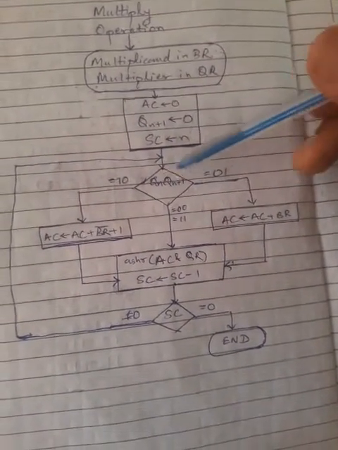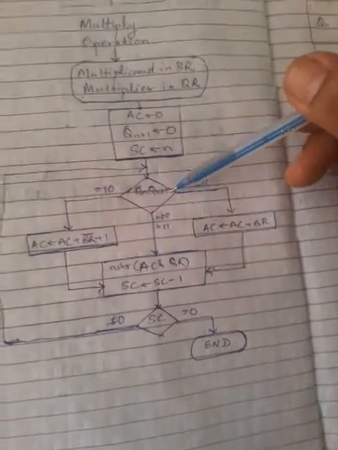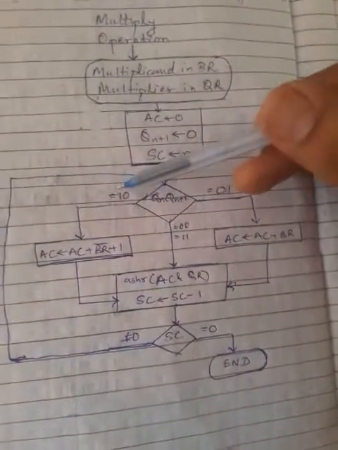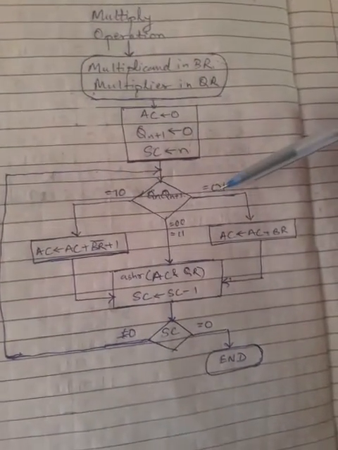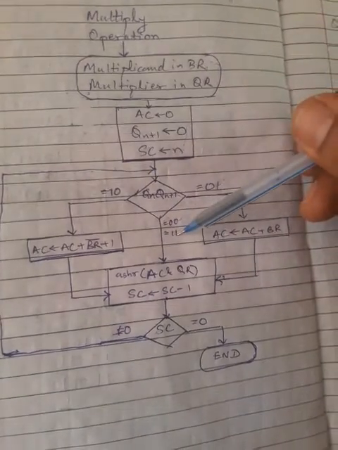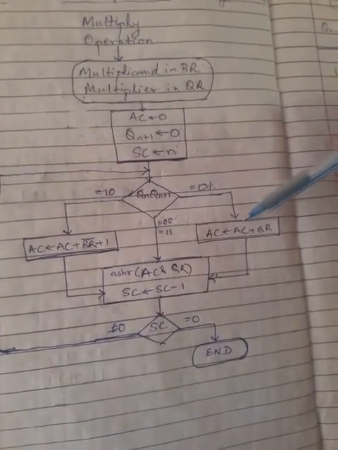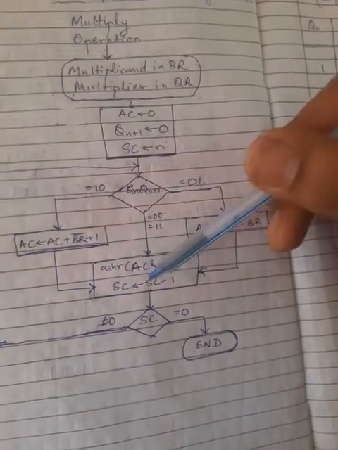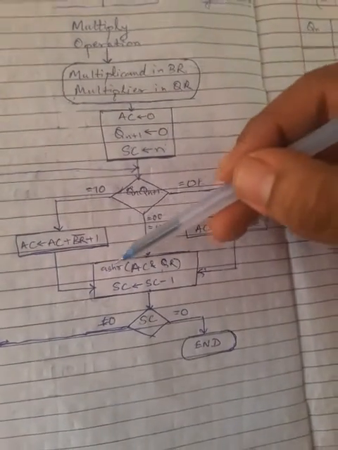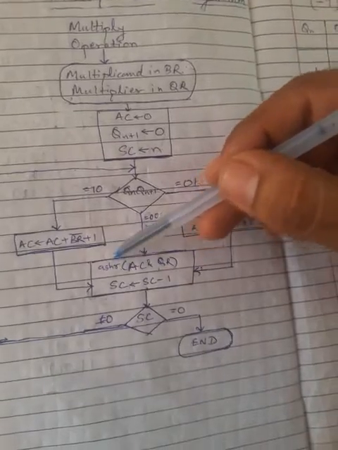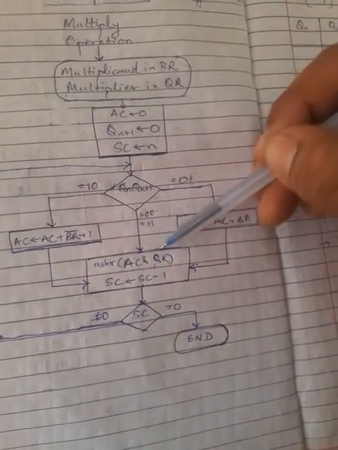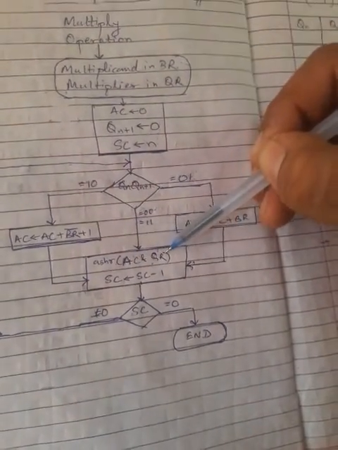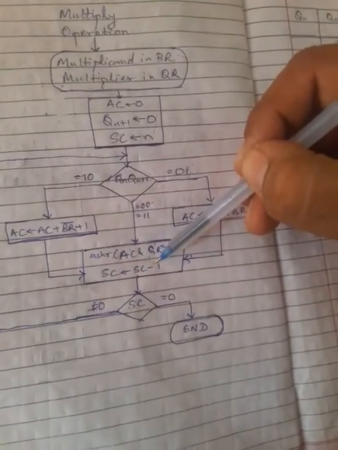Now here we have to see the Qn and Qn plus 1 and what the value of that will be, whether it is 1 0, 0 1, 0 0, or 1 1. If it is 0 1, then we have to add this BR to AC, and then do the ASHR, that is an arithmetic shift right operation on AC and QR, and finally SC will be decremented.